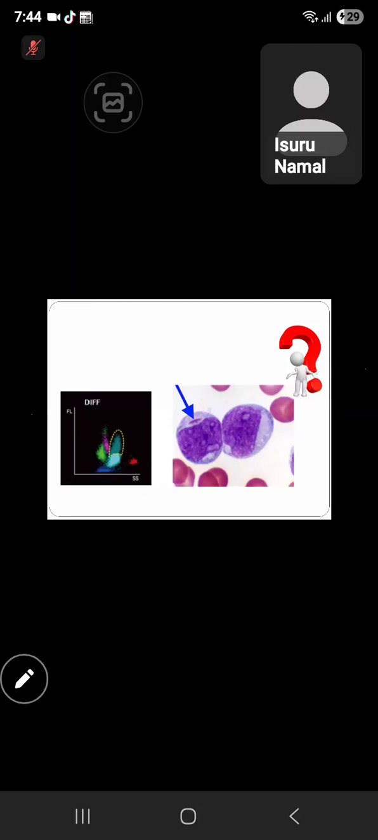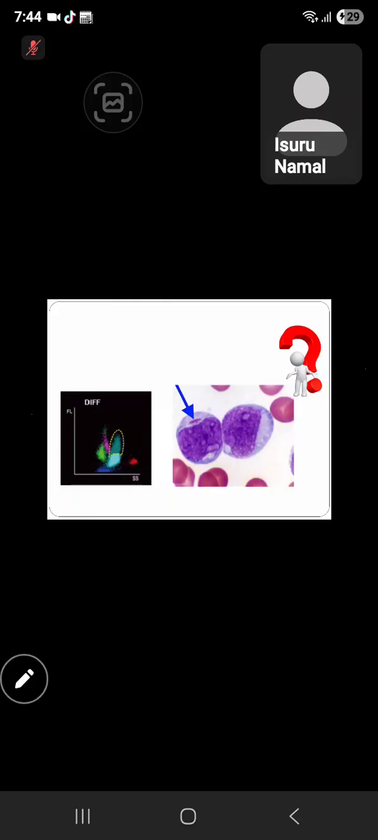With these fluorescent signals and forward scattering and side scattering signals, you can see some plots in your scattergram. Then by using those plots, according to the area of the plots, this analyzer gives you the differential count. That is briefly what the technique is.